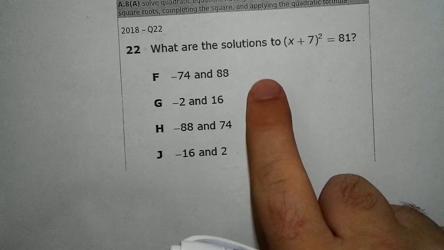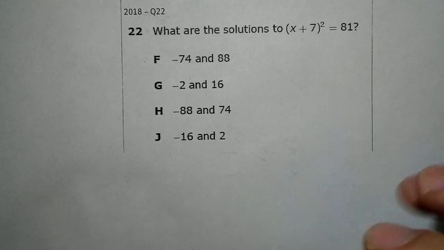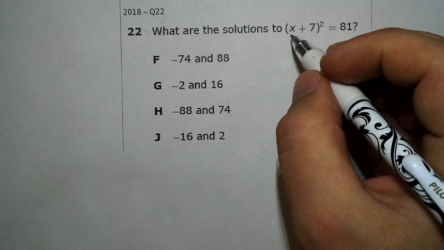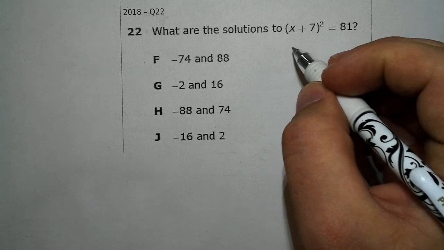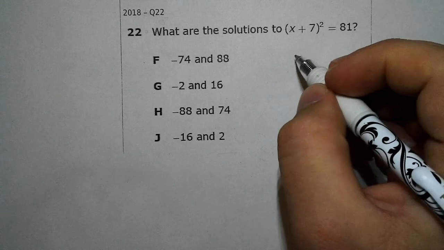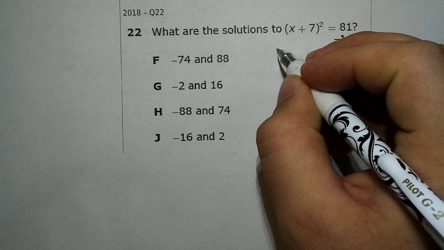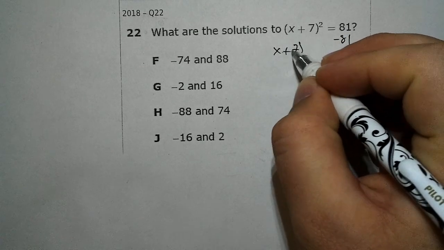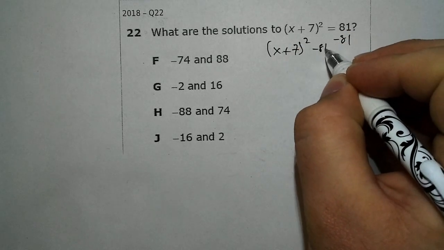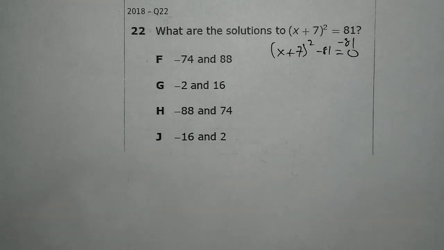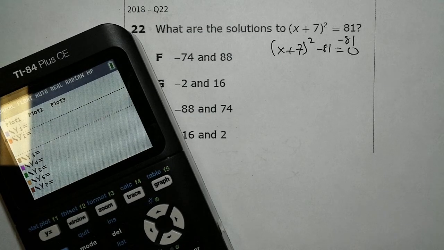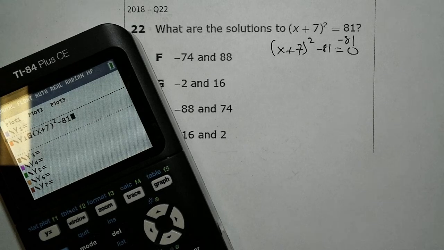On this last one, it just asks for what are the solutions to this. Now, we can factor it, we can do a whole lot of other stuff, or we can change this into y equals by just moving this 81. So x plus 7 squared minus 81 equals 0, and now I can graph that. So go to your y equals. I'm going to erase my other ones. In parentheses, I've got x plus 7, square that, and then minus 81.